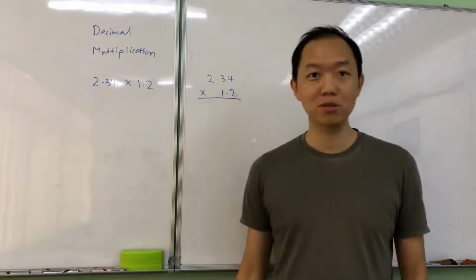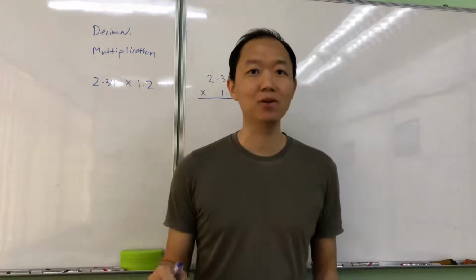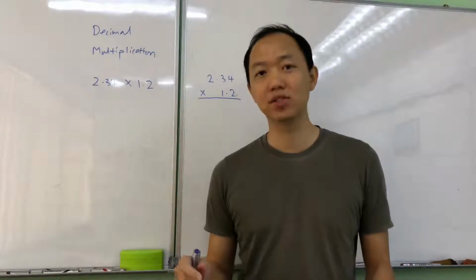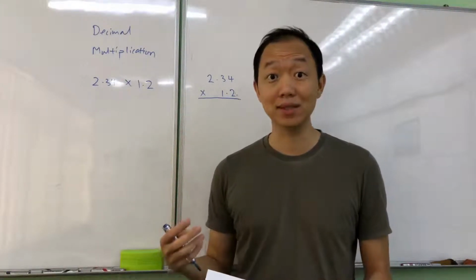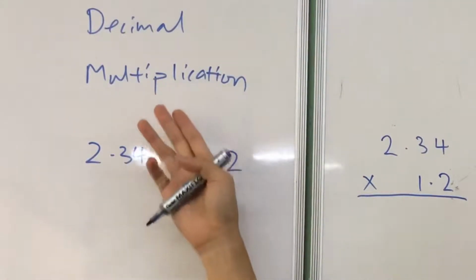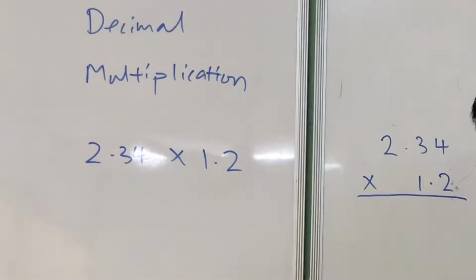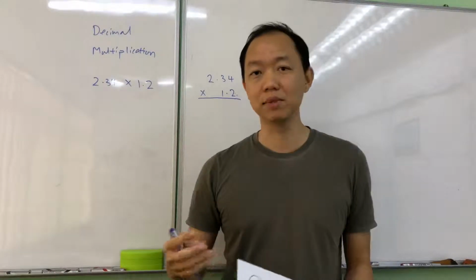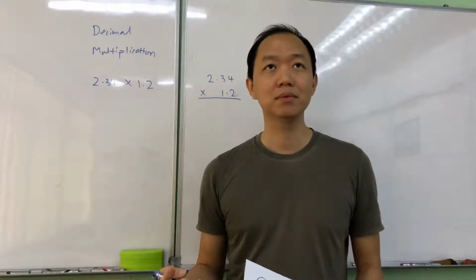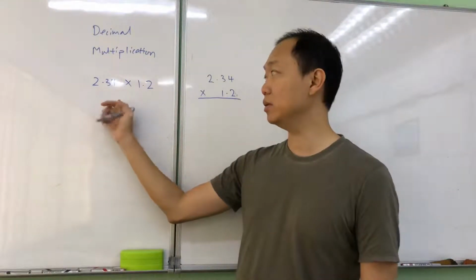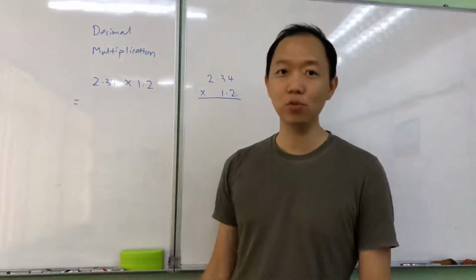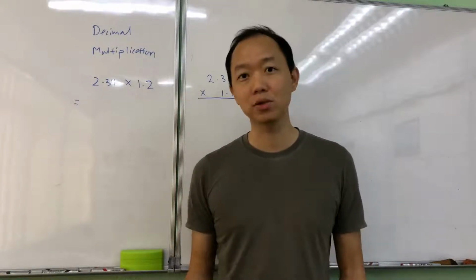Hi guys, in this particular video I'm going to show you how you can use the grid system to help you do multiplication of decimals easily. This is decimal multiplication using a very simple grid system. It's nothing alien, it's something they are pretty familiar with. For example, a student is presented with this question: 2.34 times 1.2. What are you going to do?